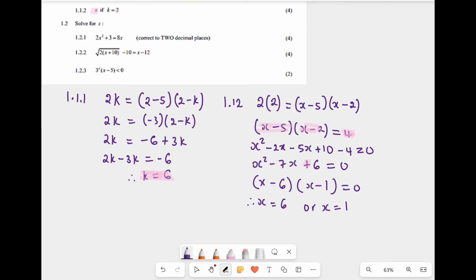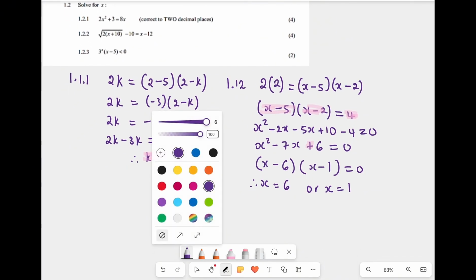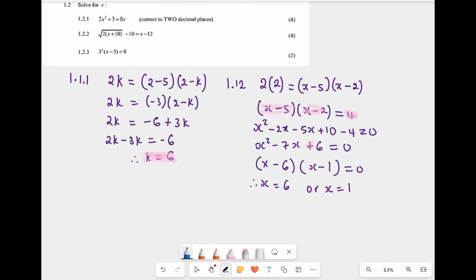Let's move to 1.2.1. Now, in 1.2.1, we can see that we are required to correct our answer to 2 decimal places. So if we are required to correct to 2 decimal places, that means we need to write our equation in standard form and then use the quadratic formula.